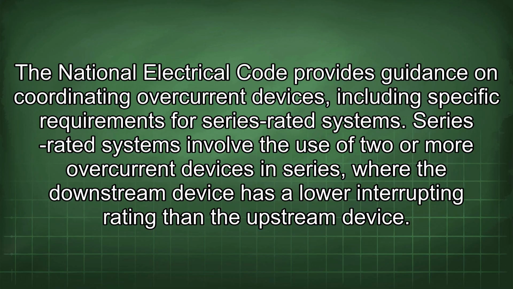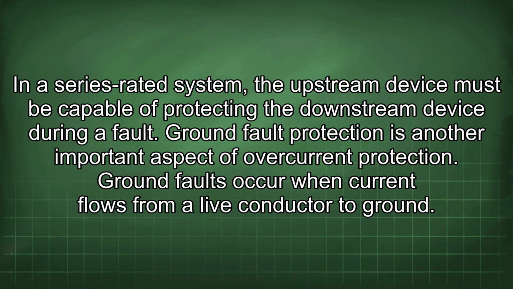Series-rated systems involve the use of two or more overcurrent devices in series, where the downstream device has a lower interrupting rating than the upstream device. In a series-rated system, the upstream device must be capable of protecting the downstream device during a fault.